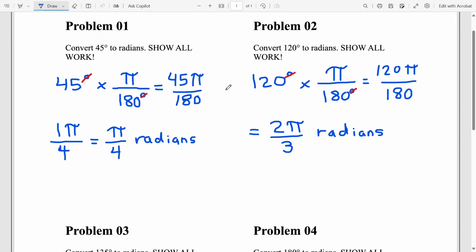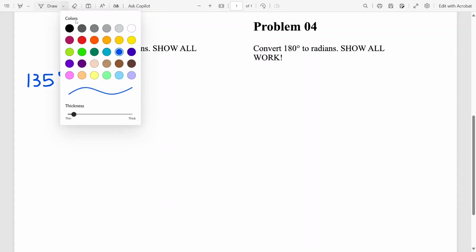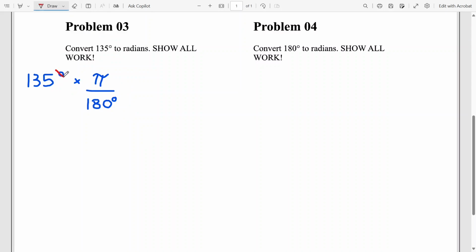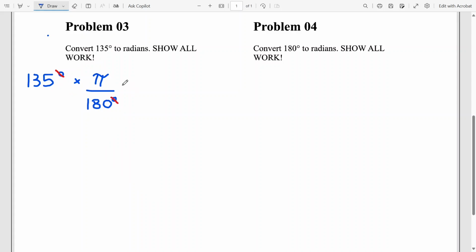Okay, let's try a couple more. So next one, convert 135 degrees to radians. So we're going to take 135 degrees and we're going to multiply by our conversion factor, which is going to be, for every pi radian, we have 180 degrees. The degrees will cancel. And we're going to get 135 pi over 180 radians.